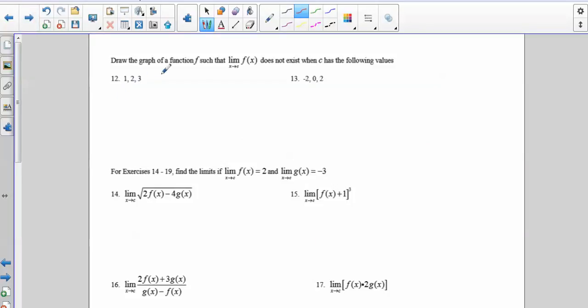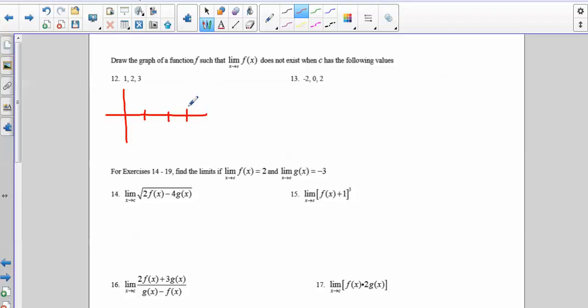Now we need to draw functions such that the limit does not exist at these values. So we have three choices, remember. You can make the left-hand limit not equal the right-hand limit, you can go to infinity, or you can do oscillation. So in problem 12, I need to mark x values of 1, 2, and 3.